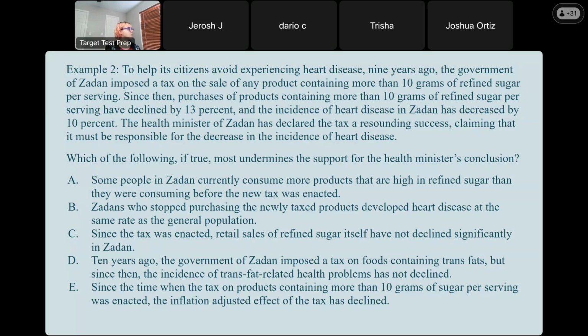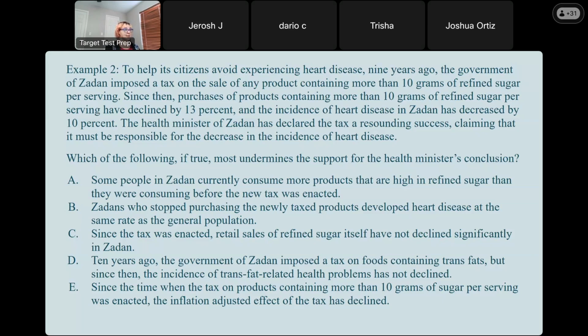Ten years ago, the government of Sudan imposed a tax on foods containing trans fats, but since then, the incidence of trans fat-related health problems has not declined. So, again, that is not what we're talking about. We're talking about specifically these products that contain more than 10 grams of refined sugar per serving, trans fats out of scope. And E, since the time when the tax on products containing more than 10 grams of sugar per serving was enacted, the inflation-adjusted effect of the tax has declined.